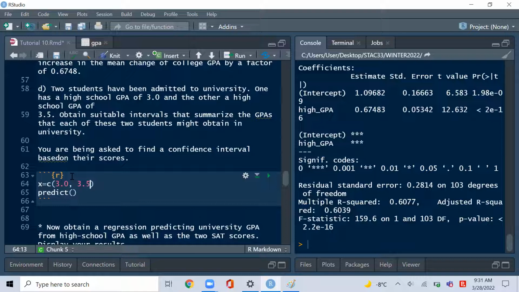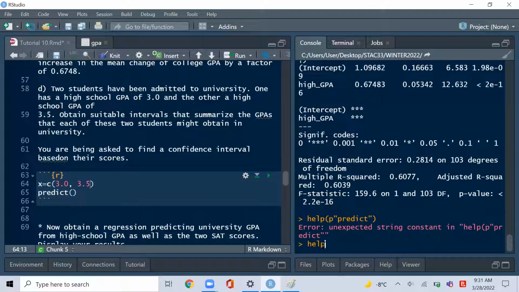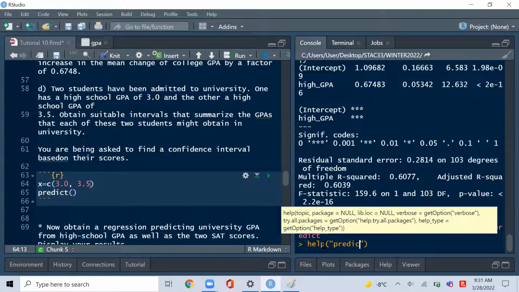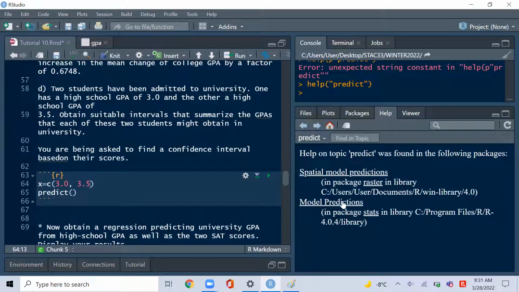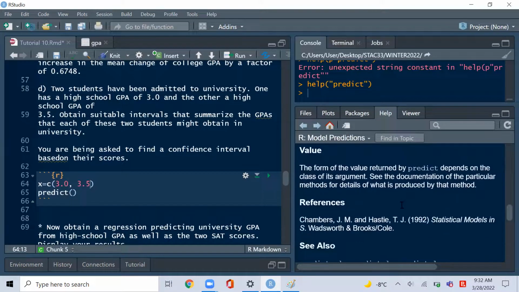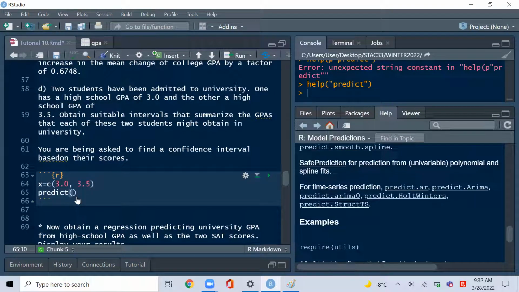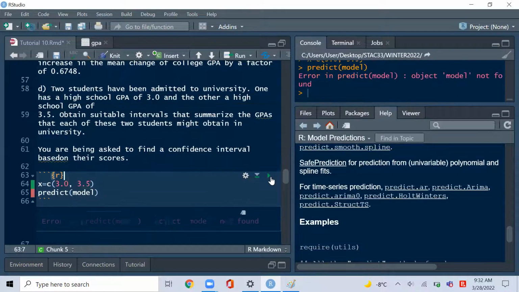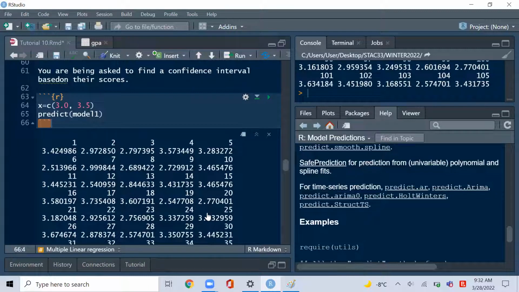So I want to see if I can do a prediction based on just those two values. You're being asked to compute a confidence interval, and you have to use the predict function. But you already have your model, so you can do that basically. If I put predict model, it will give me the prediction for all of the observations, which I don't necessarily want. I only want 3.0 and 3.5, so I need to find a way.